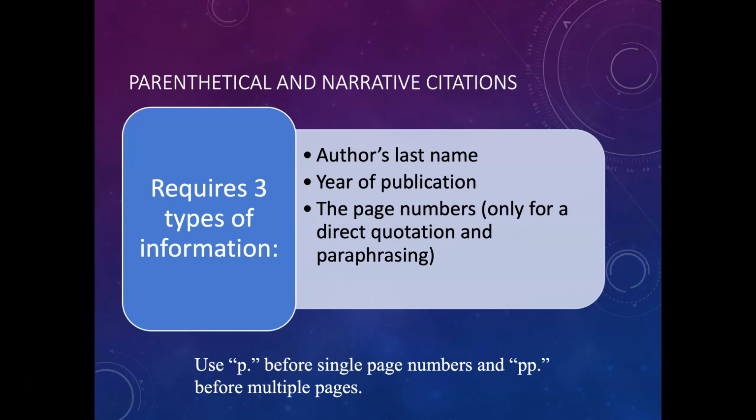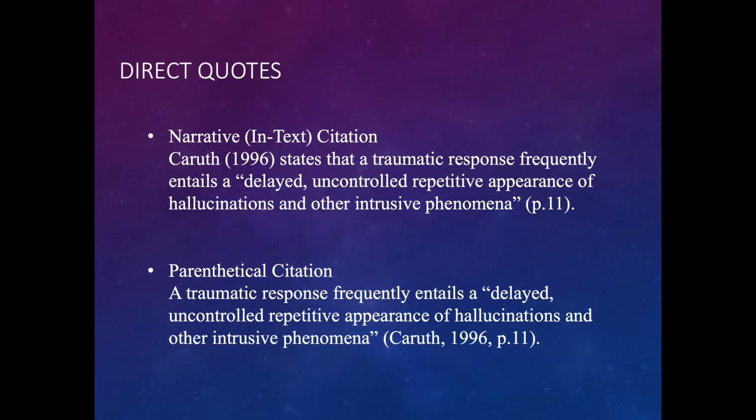Whenever you have a parenthetical or narrative citation, you always include the author and the year. The page number is optional, and necessary if you're doing a direct quote. Here are 2 examples of direct quotes. The narrative citation has Crowther with the year in parentheses and the page number at the end. The second example is a parenthetical citation with the full author, year, and page number at the end. Both formats are correct.